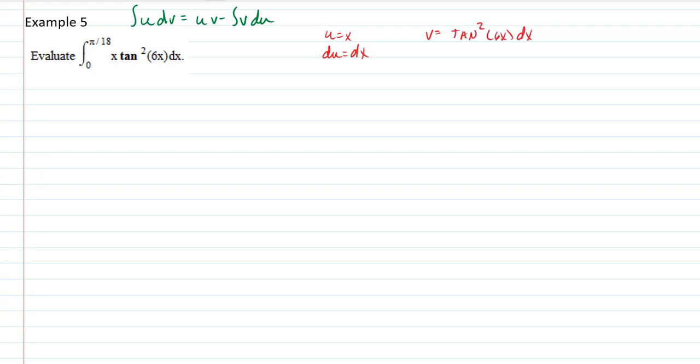Well, if you remember your Pythagorean identities, we can rewrite tangent squared as secant squared minus 1. So if I want to find v, I need to integrate secant squared minus 1. And what is the integral of secant squared? That was the 6x for the angle. The integral of secant squared is tangent, but what about that 6x? What do we have to do with that? It needs to be 1/6. So this is 1/6 tan 6x. And then when we integrate the 1, we get x. So this is 1/6 tan 6x minus x.